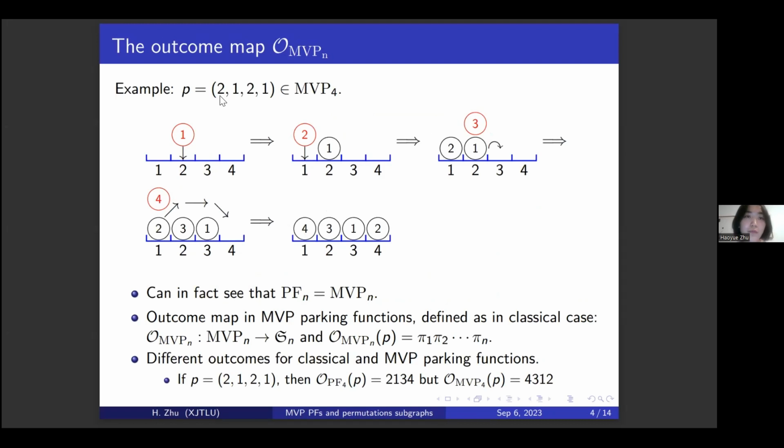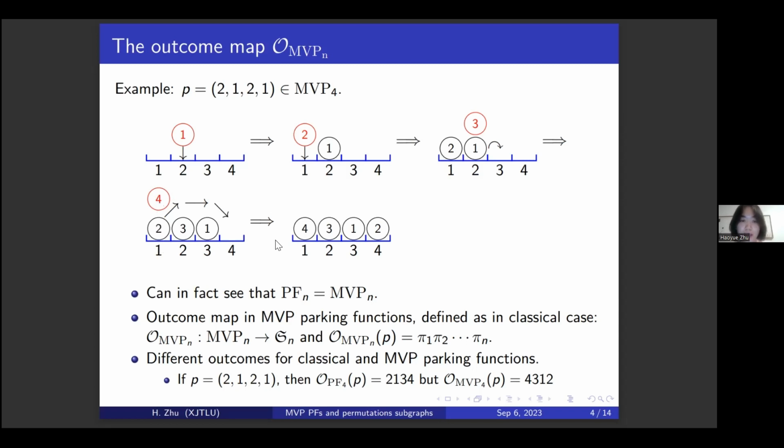Car 1 prefers spot 2, so car 1 goes to spot 2, and car 2 wants to stay in spot 1, so car 2 goes to spot 1. But car 3 also wants to stay in spot 2, and spot 2 has been occupied by car 1. So car 1 will be bumped from spot 2 to the first empty spot, which is spot 3, and car 3 will stay in spot 2. For car 4, it wants to stay in spot 1, but spot 1 has been occupied by car 2, so car 2 will be bumped from spot 1 to the first empty spot, which is spot 4, and car 4 will stay in spot 1.